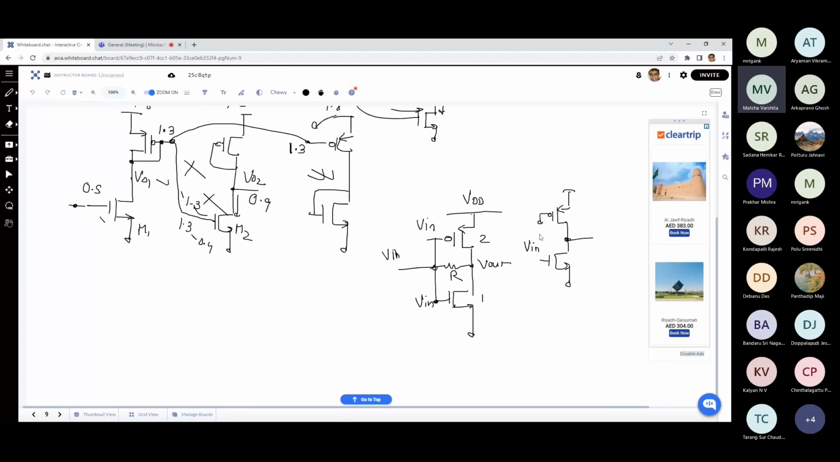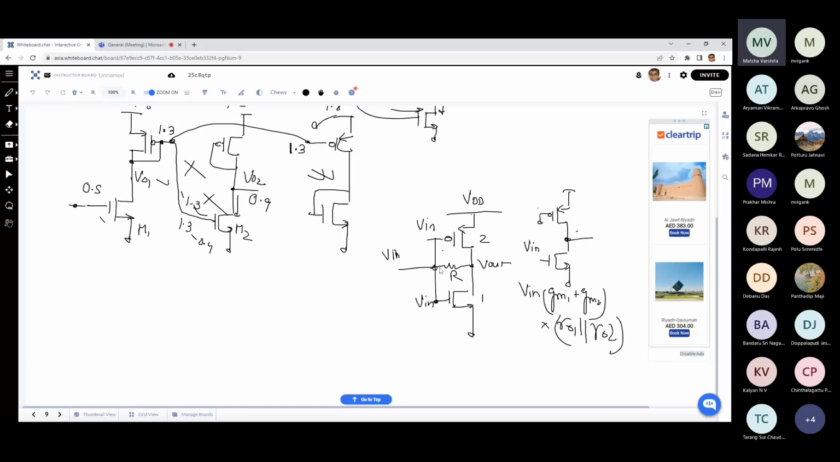So it is inverting. From the PMOS side you will get the same inversion, and from the NMOS side also you will get the same inversion, and the magnitude is the same, so I can simply add. So V out will be simply GM1 plus GM2 times RO1 parallel RO2. Is it clear to all of you?